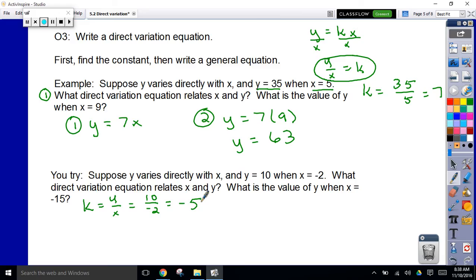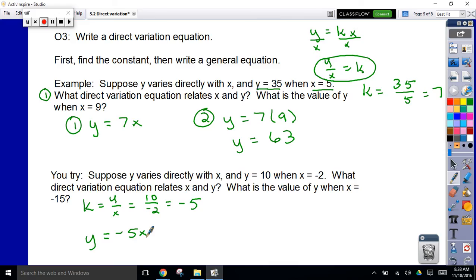Another volunteer to tell me how I would put that in an equation for direct variation. What's my equation going to say? Y equals -5x. Good. Just y equals -5x. So when we're finding k, we're finding the change. So this is just y equals the change times x, just like we wrote linear equations before.